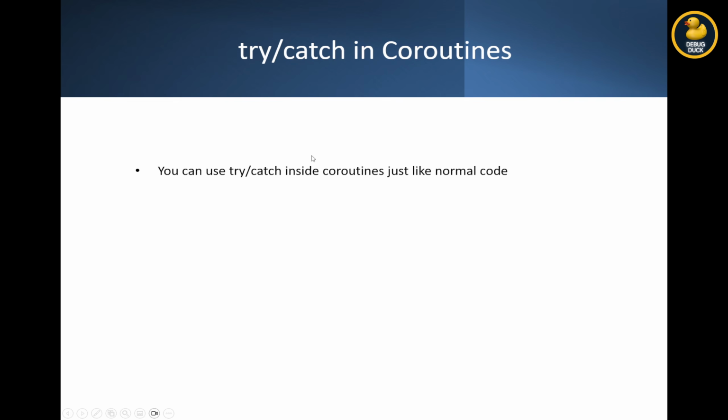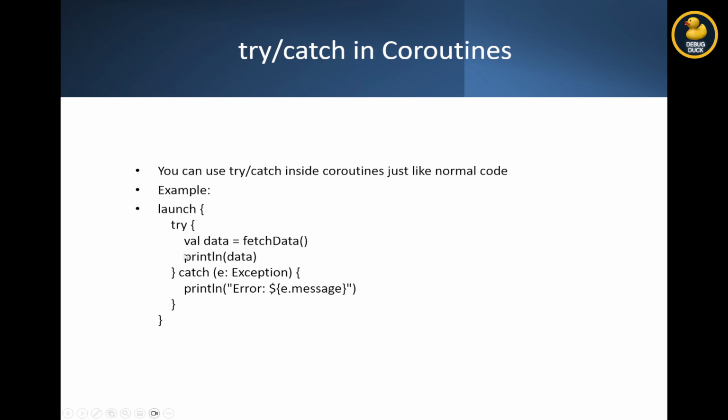Try catch in coroutine. You can use a try catch inside coroutines just like normal code. For example: launch { try { val data = fetchYourData() println(data) } catch (e: Exception) { println("Error: ${e.message}") } }. This is the best approach for handling errors locally.